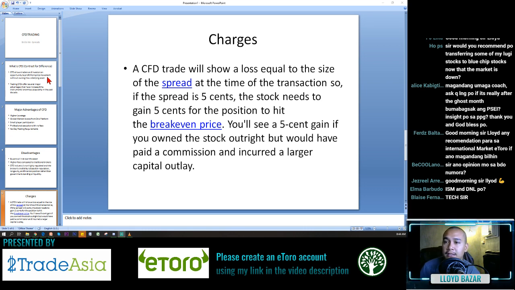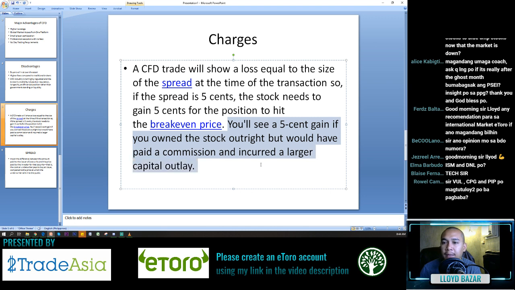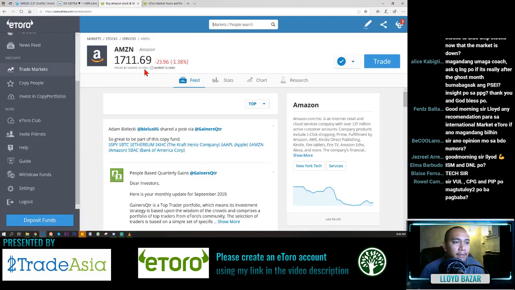It's called the spread. A CFD trade will show a loss equal to the size of the spread at the time of the transaction. So, if a spread is 5 cents, the stock needs to gain 5 cents for the position to hit break-even price. You'll see a 5-cent gain if you own the stock outright but would have paid a commission and incurred a larger capital outlay. So let me open a stock.